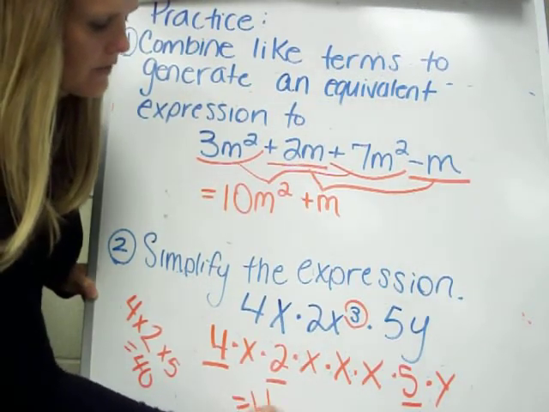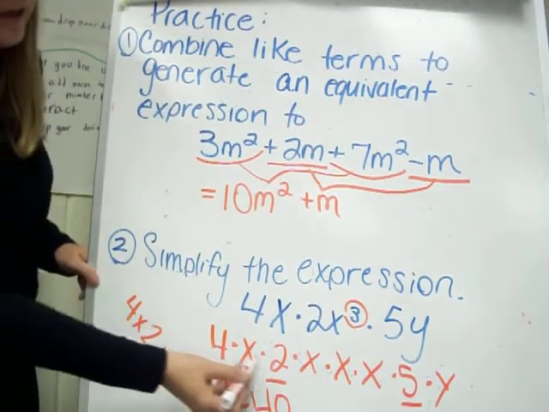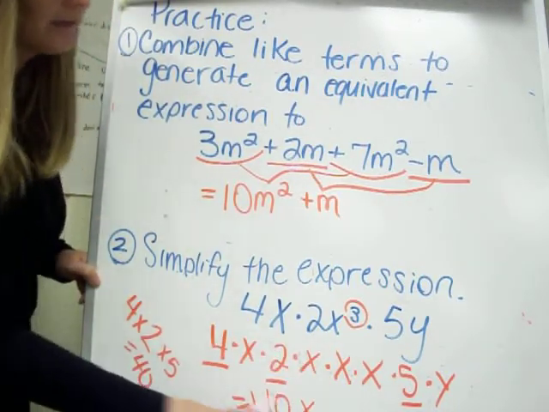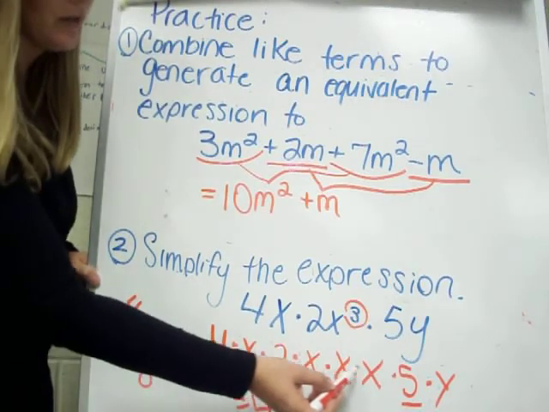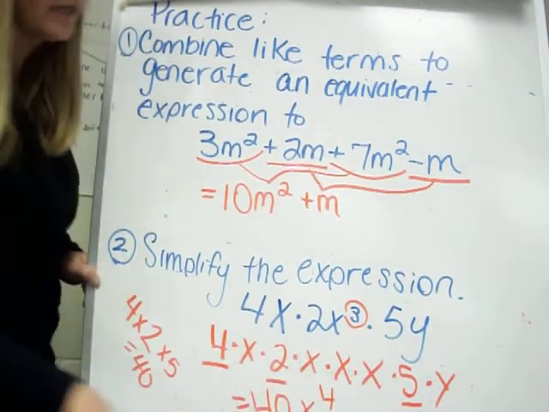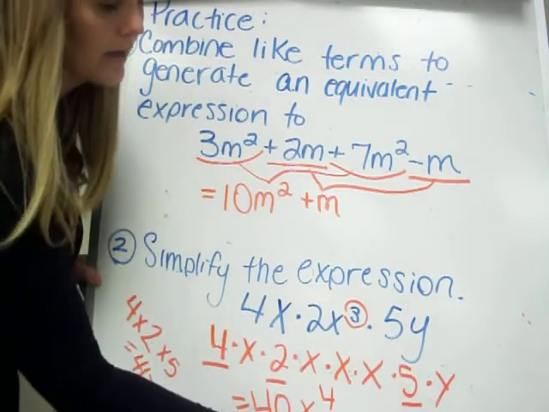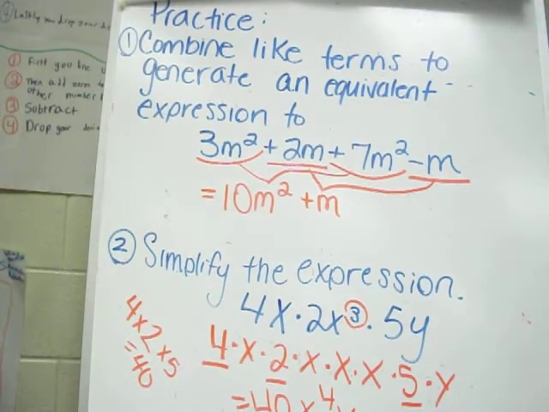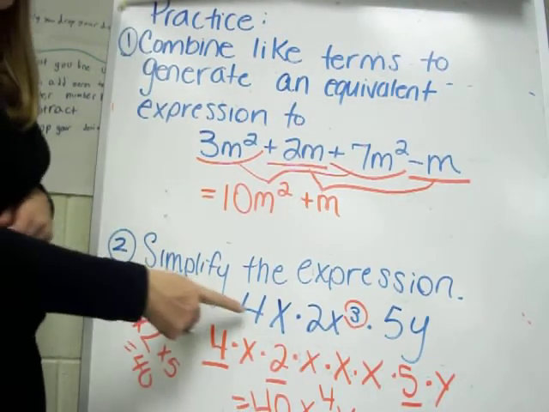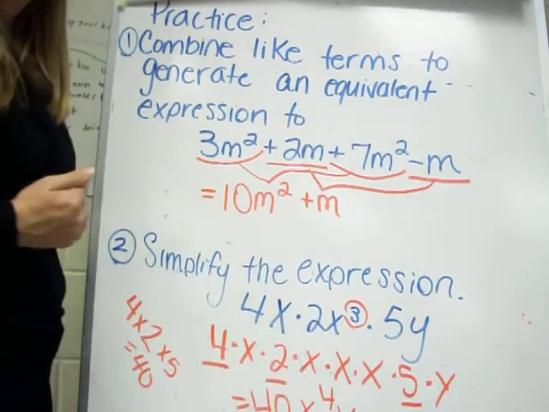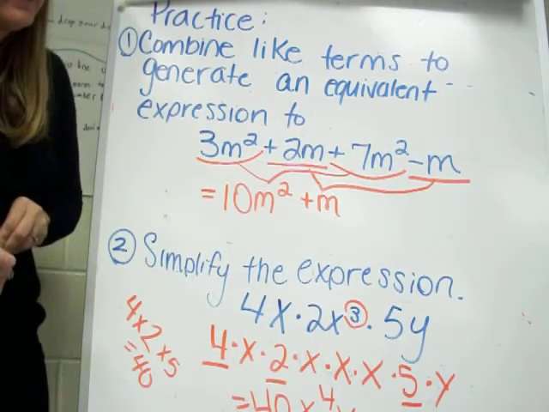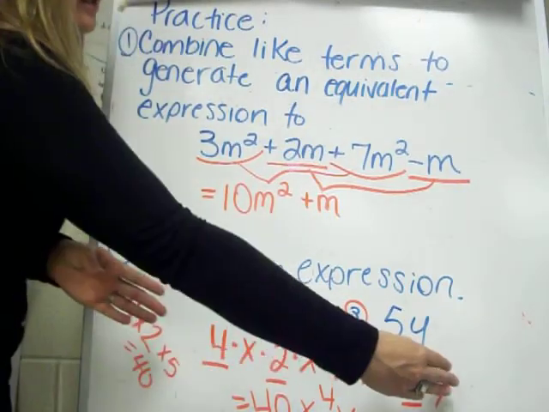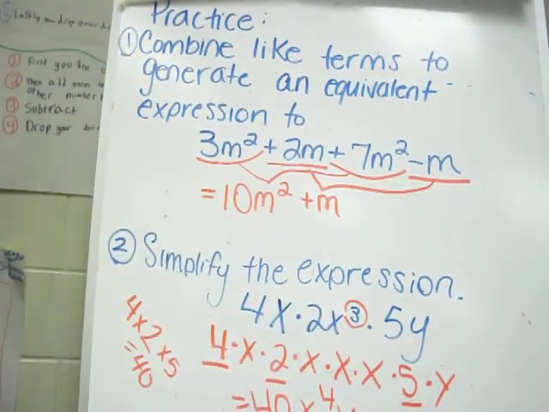So I know my coefficient is 40. And then I have x as a variable. The x is being multiplied by itself 1, 2, 3, 4 times. So say 40x to the 4th times y, and you can just stick it right beside there. 40x to the 4th times y is equivalent to 4x times 2x to the 3rd power times 5y. And it's best to expand it out, then put it back together. Multiply your coefficients together, and then use exponents to show repeated multiplication.